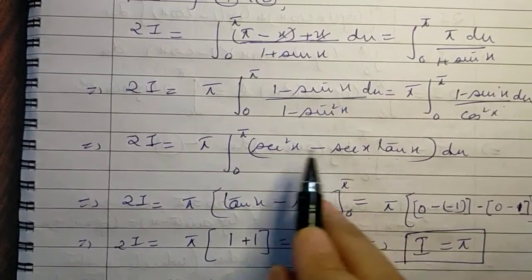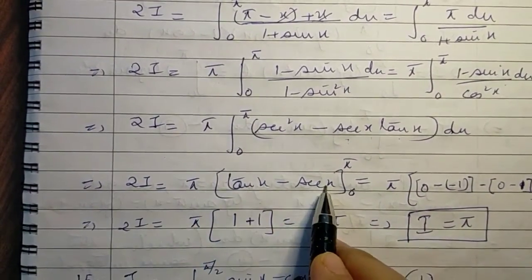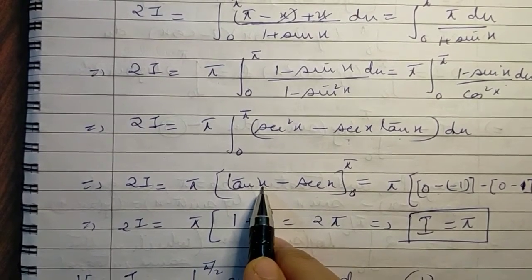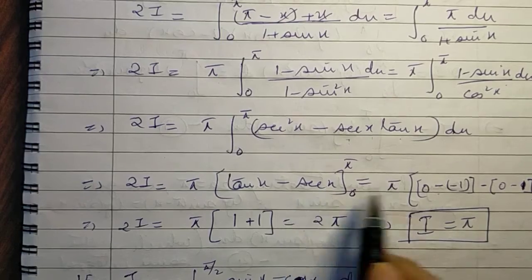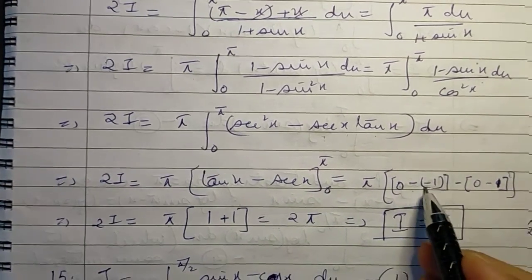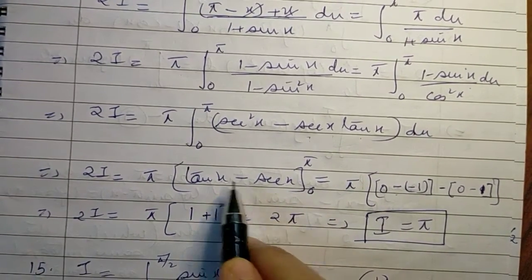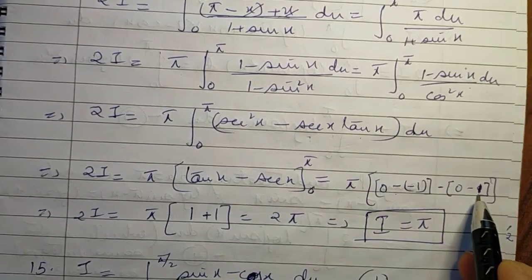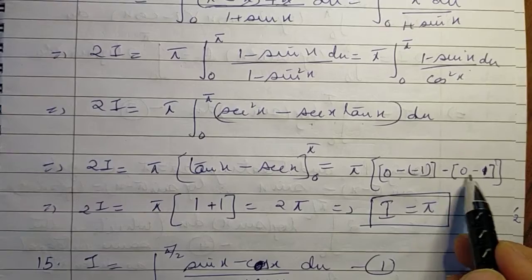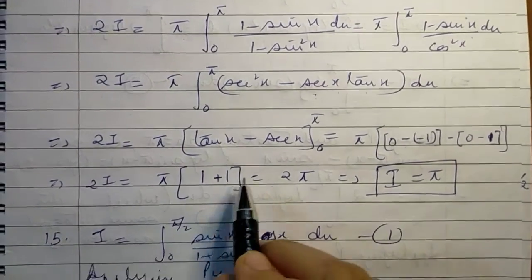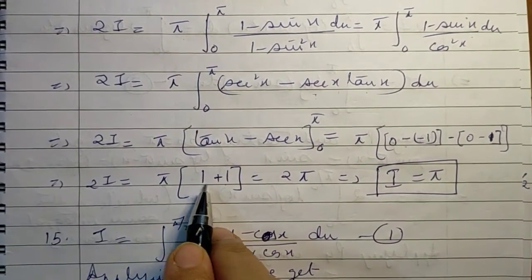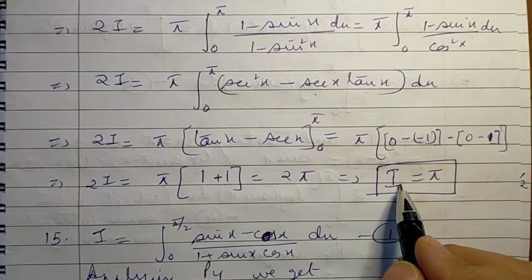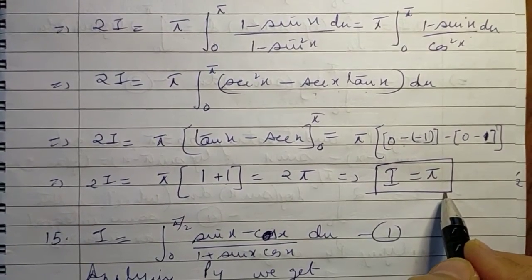We know the integral of both. This is tan x, this is sec x. Now applying the limit, at pi tan is 0, at pi sec is minus 1. So you get 0 minus minus 1, minus, at 0 tan is 0, at 0 sec is 1. So minus of minus 1 is plus 1. So ultimately we get pi times 1 plus 1, which is 2 pi. This 2 and this 2 get cancelled. We are left with I is equal to pi.